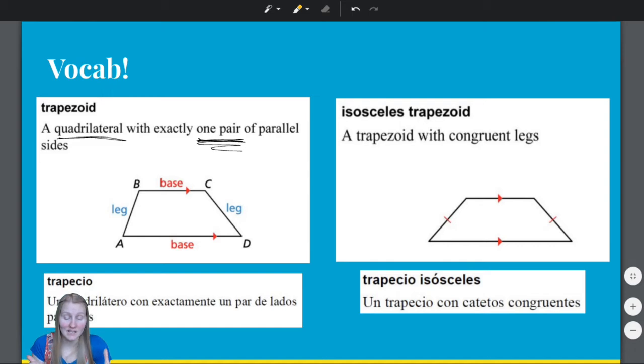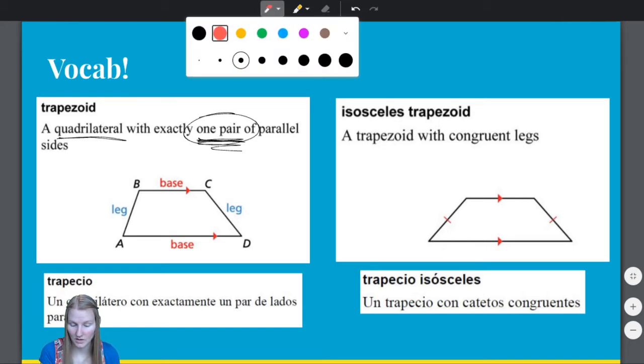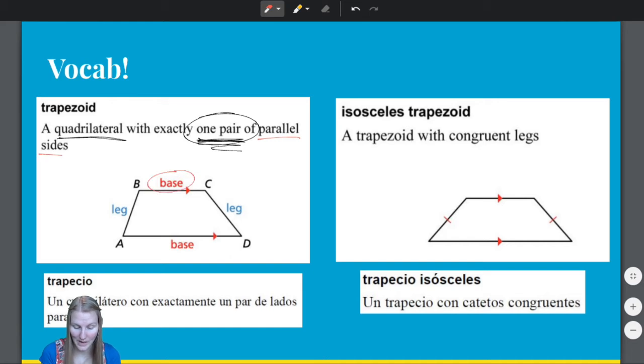So a parallelogram has both pairs of sides parallel. A trapezoid only has 1 pair of parallel sides. So we call the sides that are parallel the bases. And the other sides that are not parallel, we call legs. So the legs are the non-parallel sides.